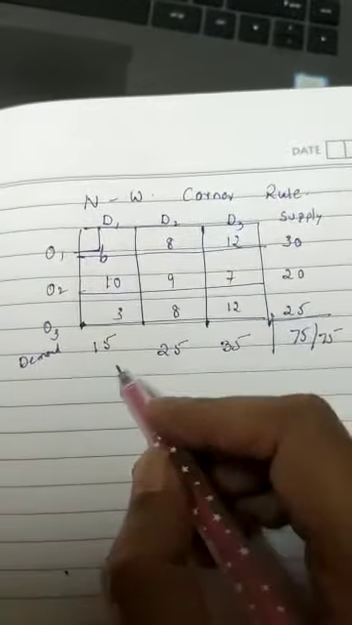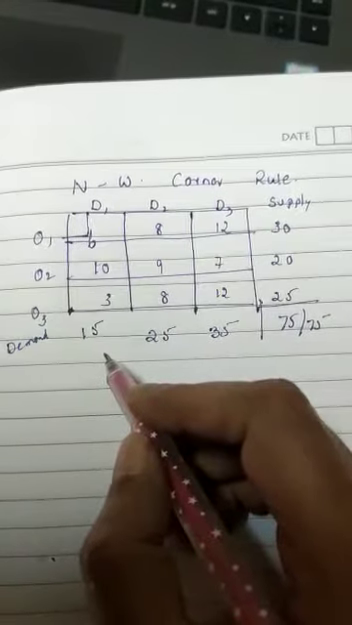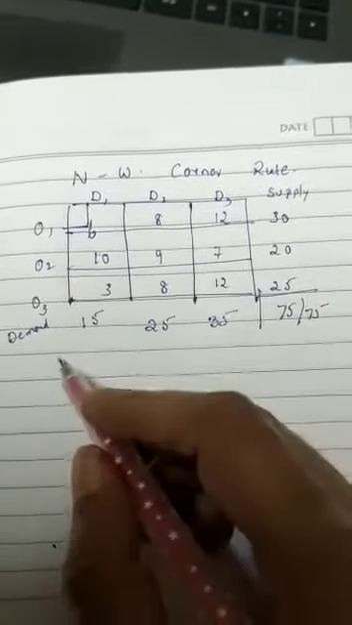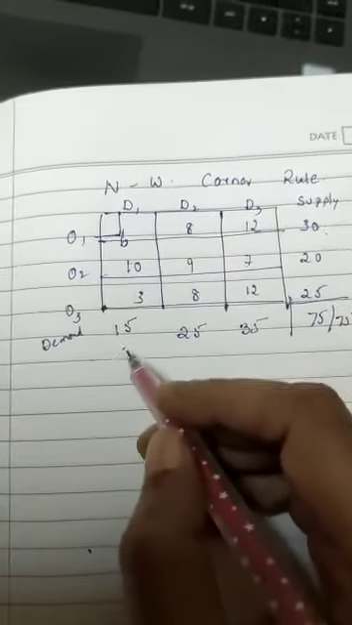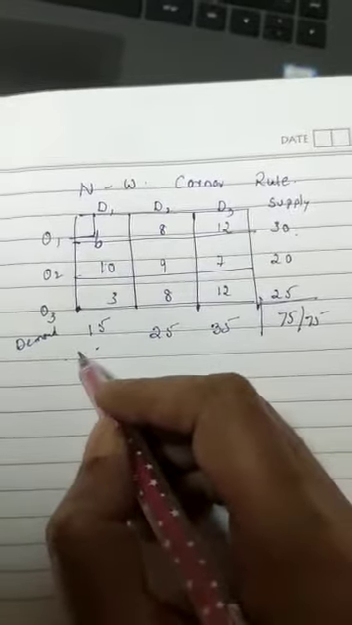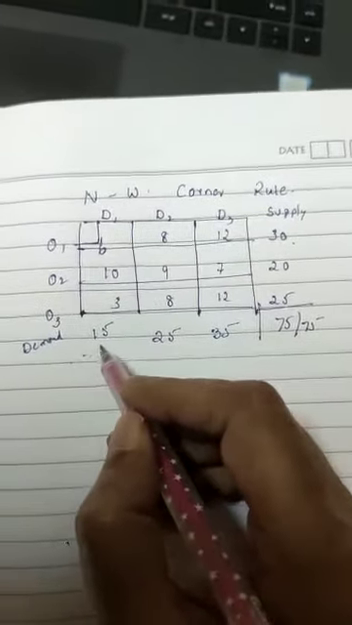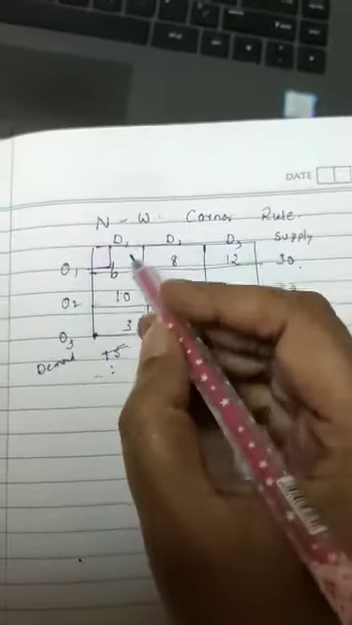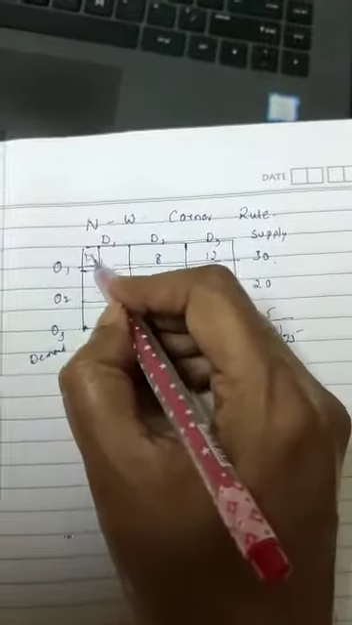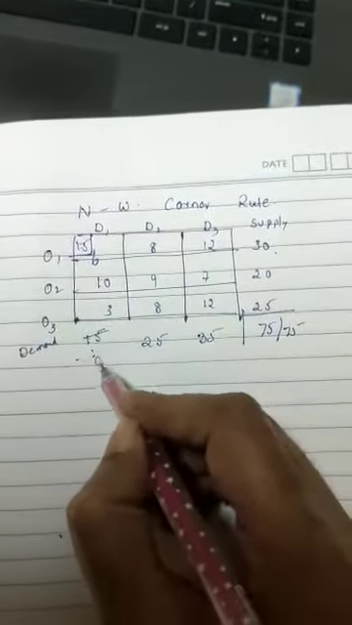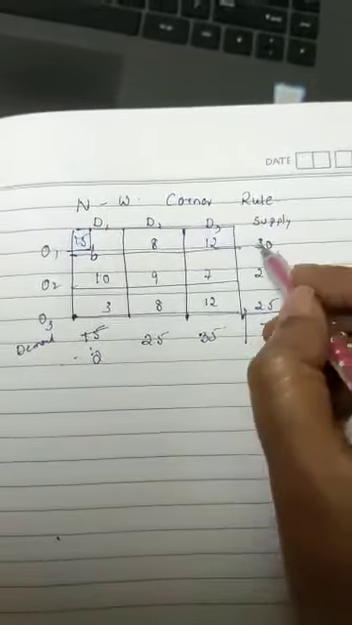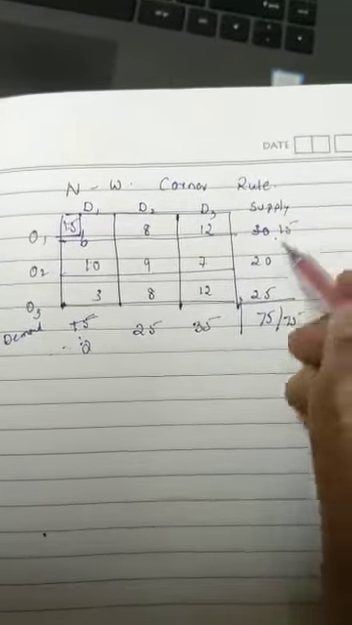First we have to choose the minimum of supply and demand. What is the minimum here? The supply is 30 and the demand is 15, so we choose the minimum, 15. 15 minus 15 is 0, and 30 minus 15 is 15.